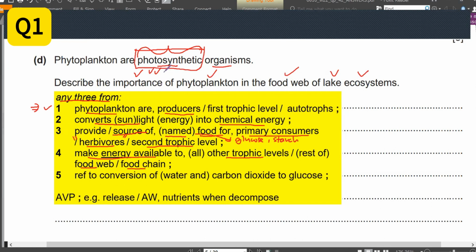Basically, the process of photosynthesis will convert water and carbon dioxide to glucose, which is the food source for the remaining of the food web.